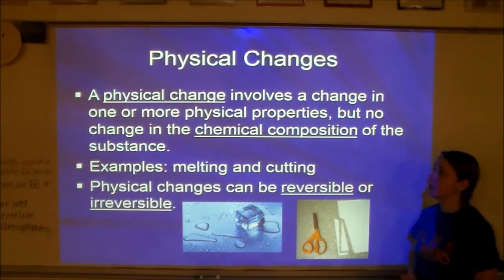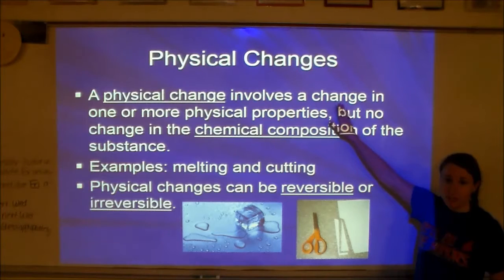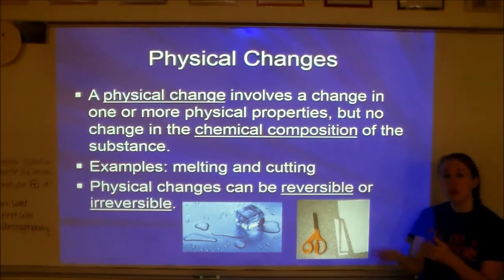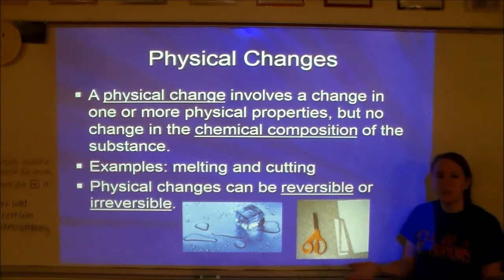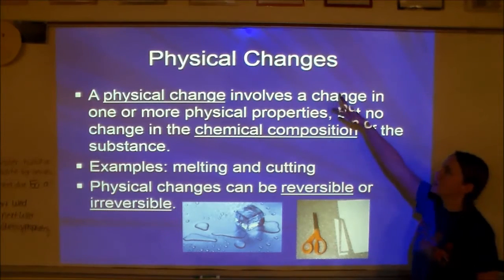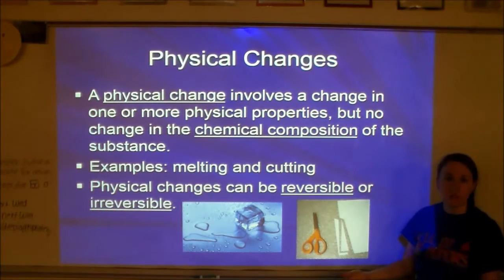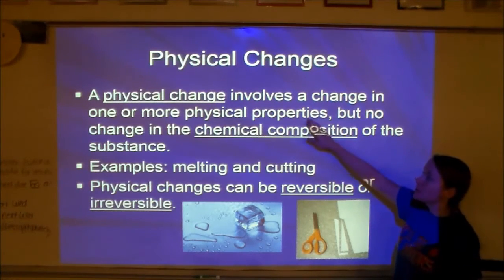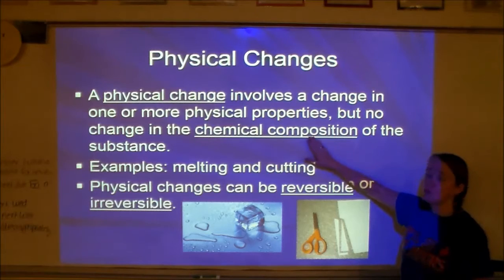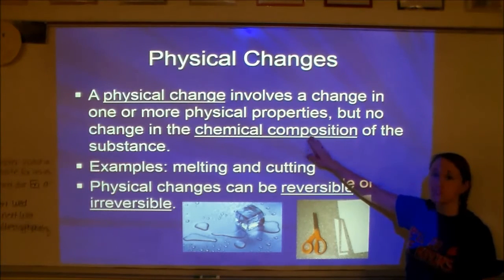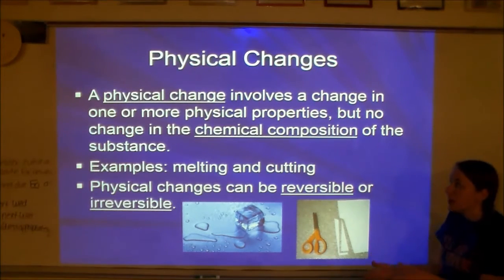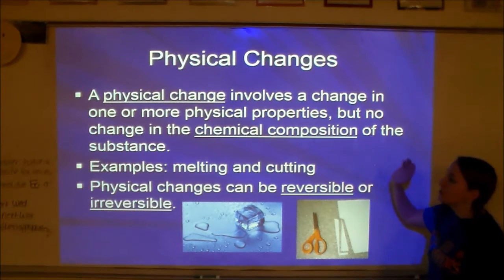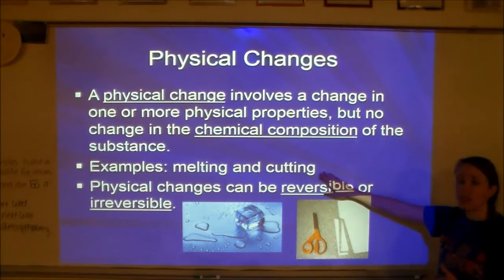Okay, so physical properties, again, can be observed without changing the composition. Now, physical change, on the other hand, involves a change. The difference between a physical property and a physical change is that a property is just a descriptive characteristic of a substance, whereas with a change, we're actually doing something to the substance. In a physical change, we're changing some of the properties, but we don't change the overall composition. So we are changing something about it, but it has to remain the same substance. Examples are melting and cutting.